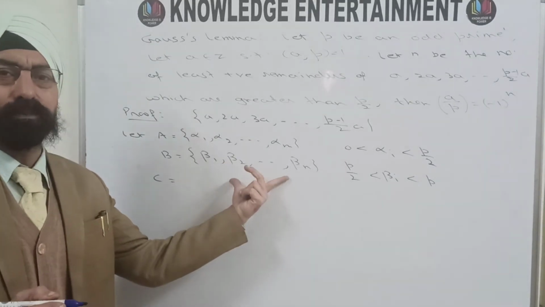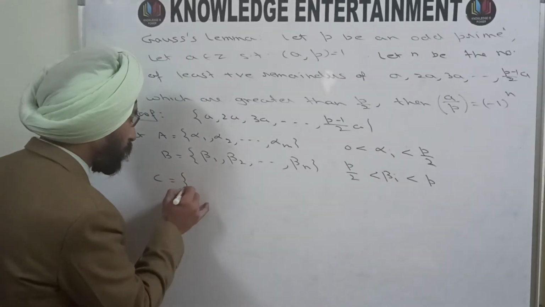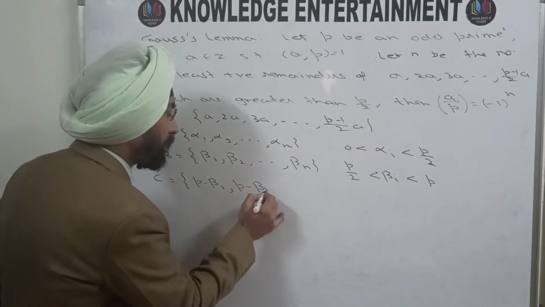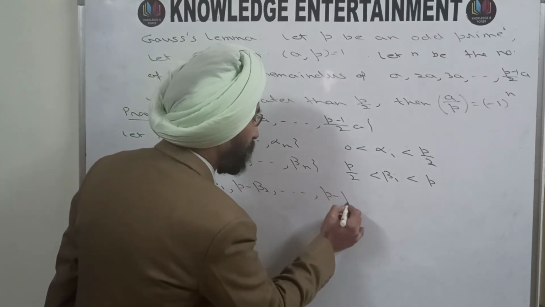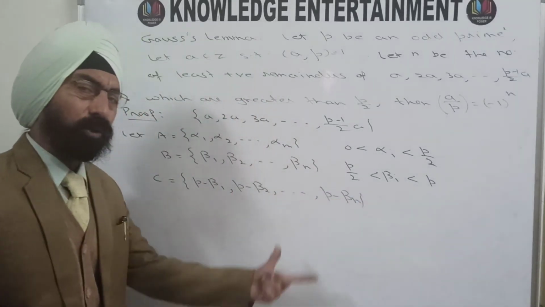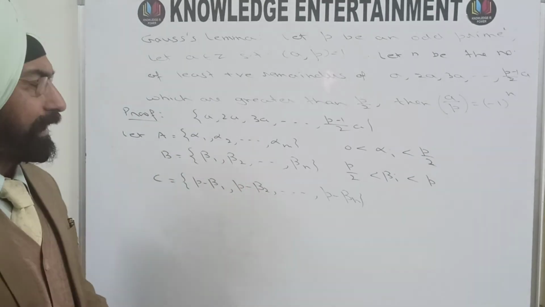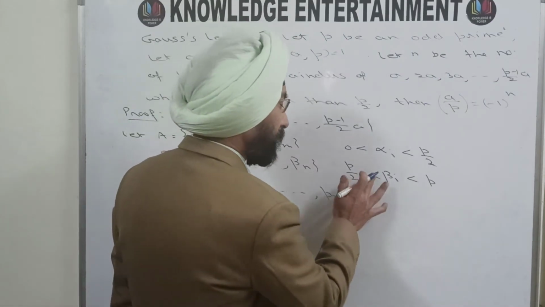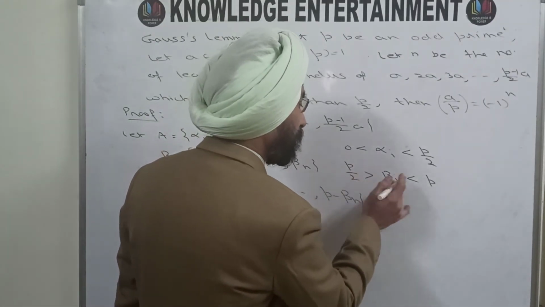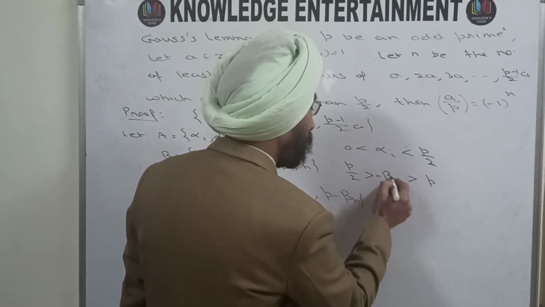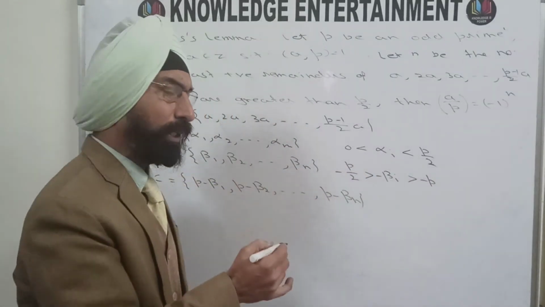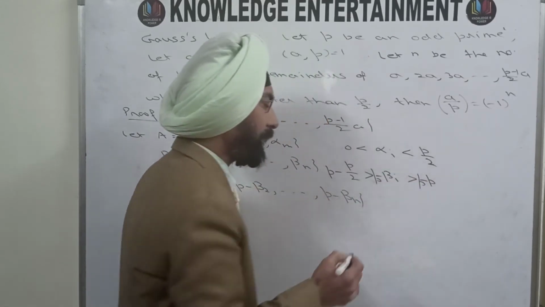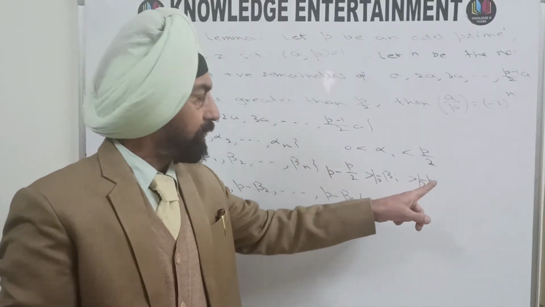Subtract each of these from P. So the set you are going to obtain is P minus beta 1, P minus beta 2, and so on, P minus beta n. Now see what will happen to these P minus beta j's. Multiply this by minus 1, the sign of inequality will be changed. It will become greater than. And now add P to this. So P here and P here. Rewrite it starting from here.